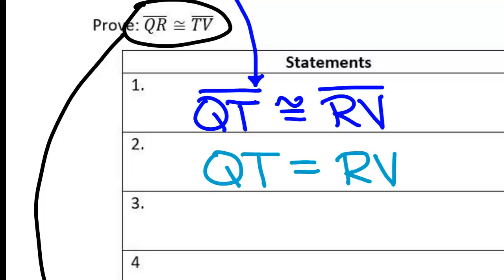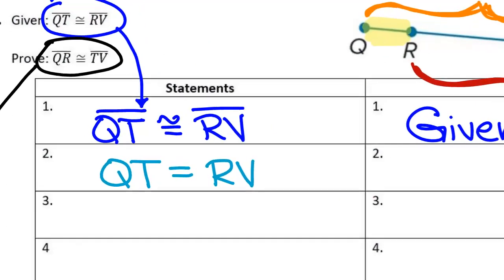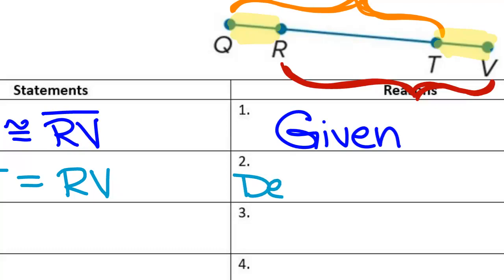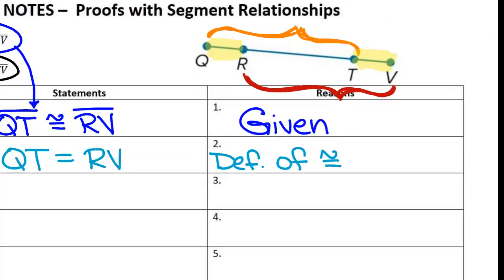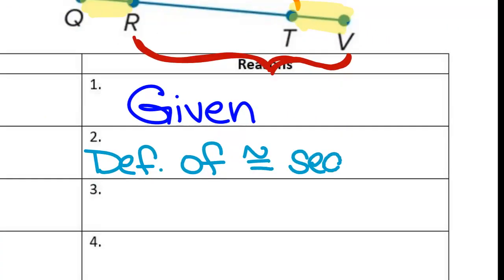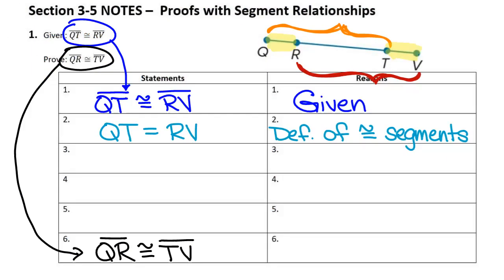I heard definition of congruent segments. If two segments are congruent, then that means they have the same measurements. If they have the same measurements, then that means they are congruent. So we are using the definition of congruent segments. Beautiful, beautiful, beautiful. All right.